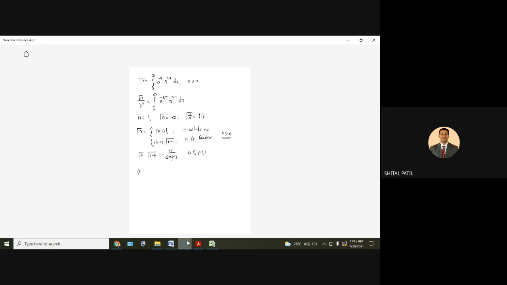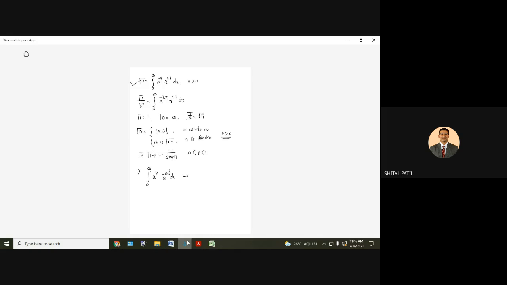So expected questions are like this. It may be asked to solve this integral. Evaluate the integral from 0 to infinity of x raised to 9, x raised to 7, e raised to minus 2x square dx. Can anyone tell me what should be the substitution? You have to compare it with the definition of gamma function.